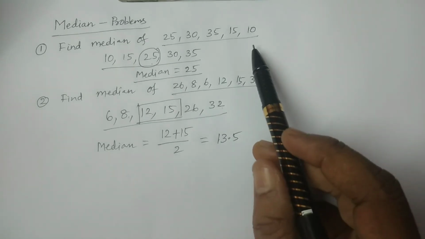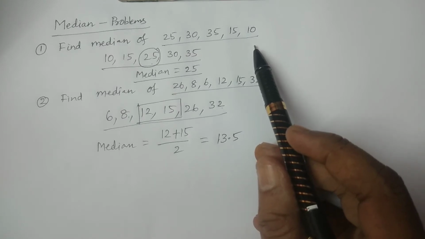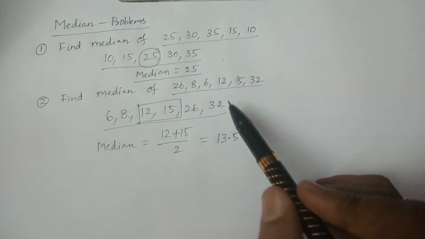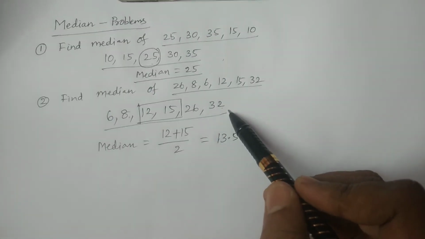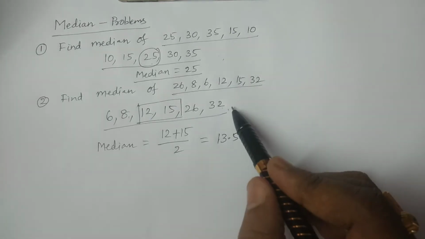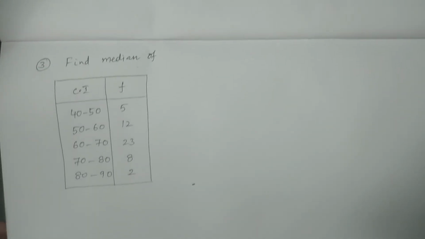In the ungrouped data we have two cases. I have explained both cases: one is for an odd number of values, and the other is for an even number of observations. That is how to calculate median, right? Now come to the next problem.